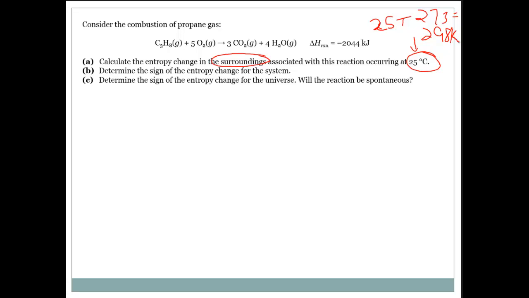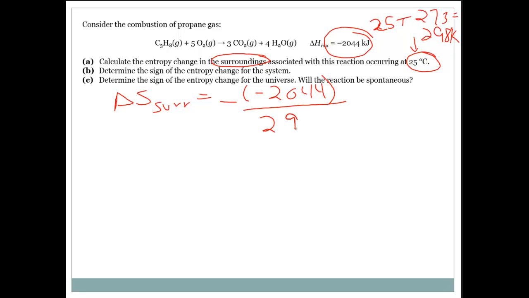So calculate the entropy of the surroundings. That's going to be the negative heat, you're going to have a double negative here, which means it'll come out positive, divided by 298. That's going to come out to be positive 2.86 kilojoules per Kelvin. At this point, I want to point something out.